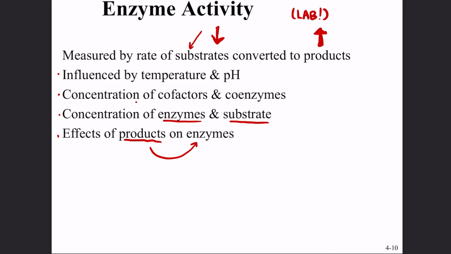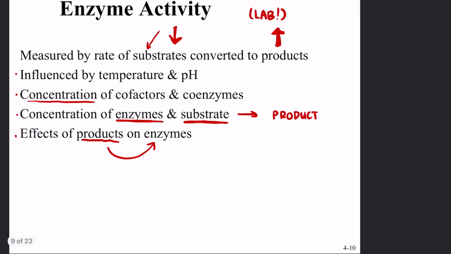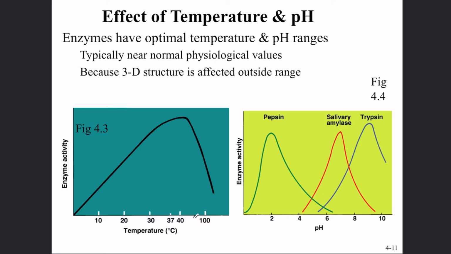They're going to be impacted by cofactors and coenzymes. They require it, and so you want enough of them for the amount of enzyme that you have. And then, of course, you need a good amount of enzyme and a good amount of substrate to be able to produce a good amount of that product. On some enzymes, the products can actually impact how functional these enzymes are, and we're going to talk about this too.